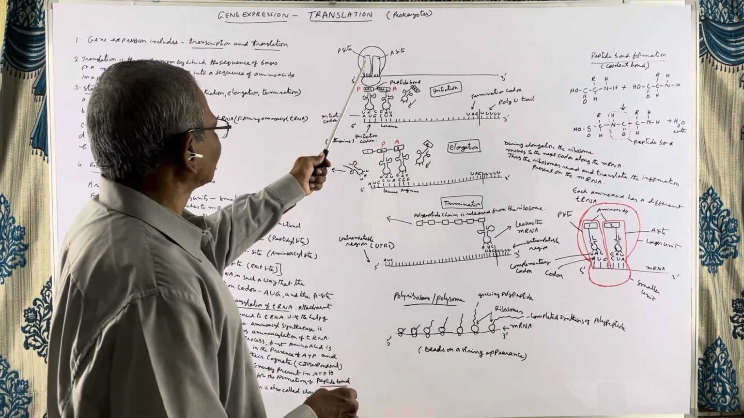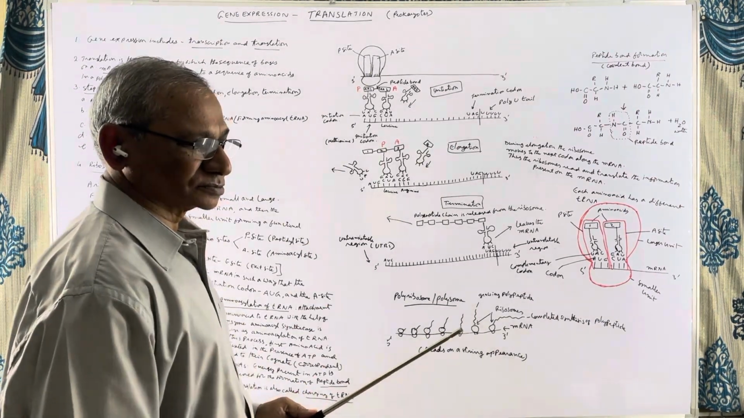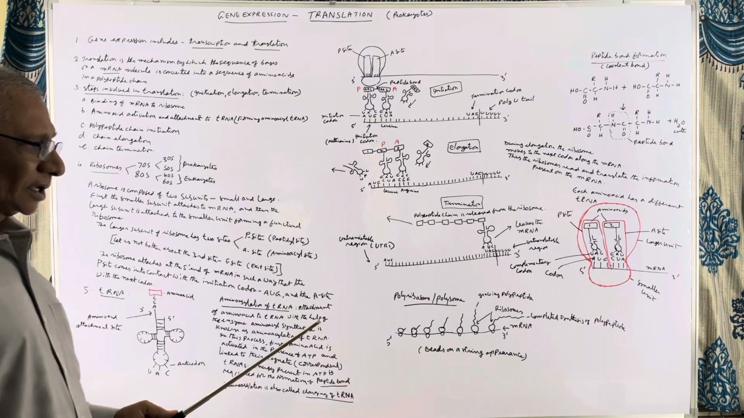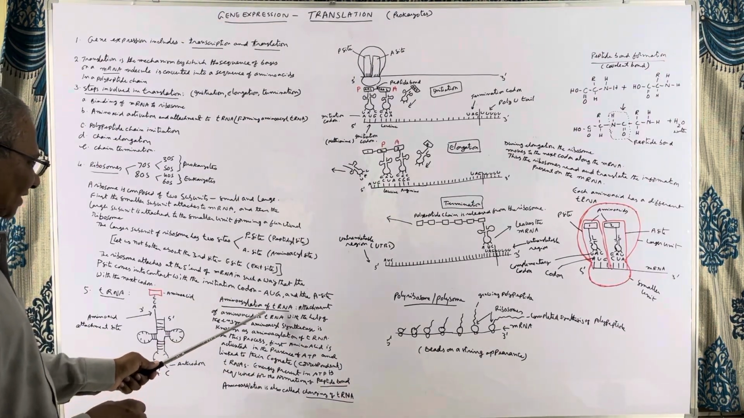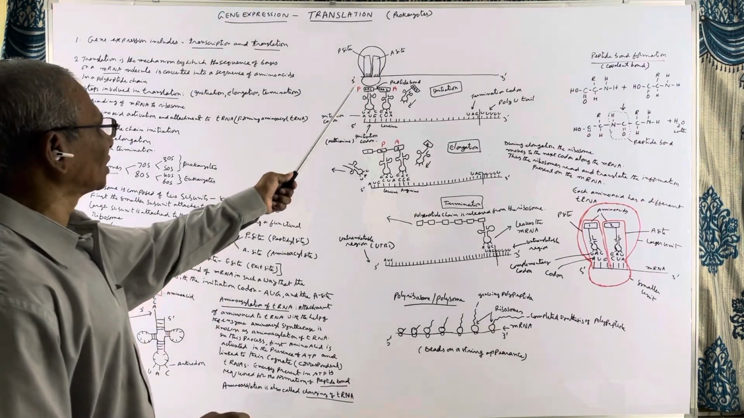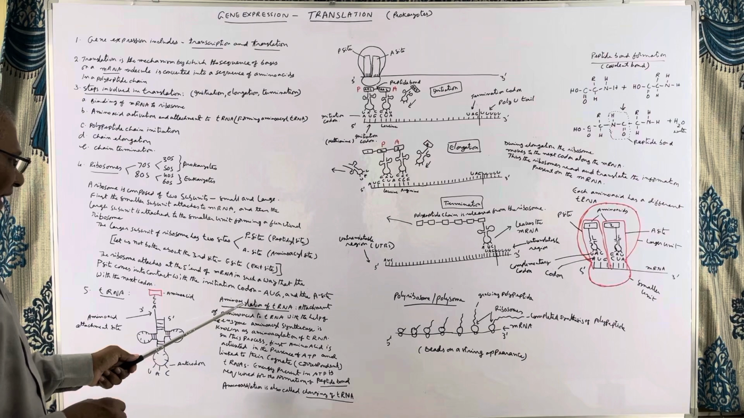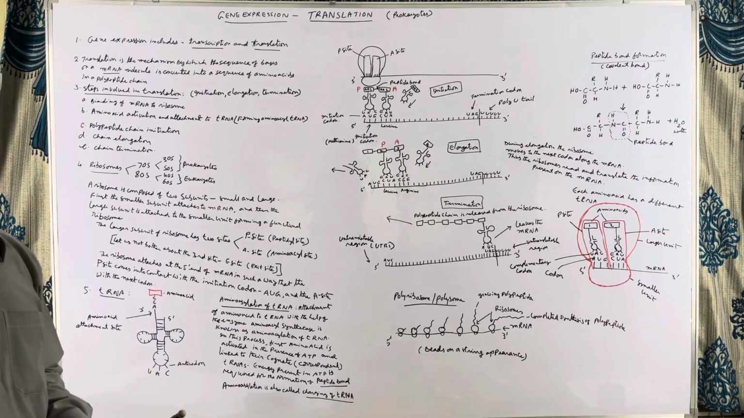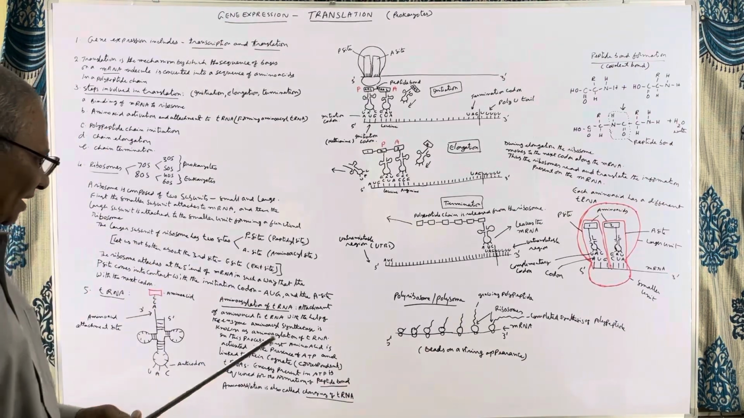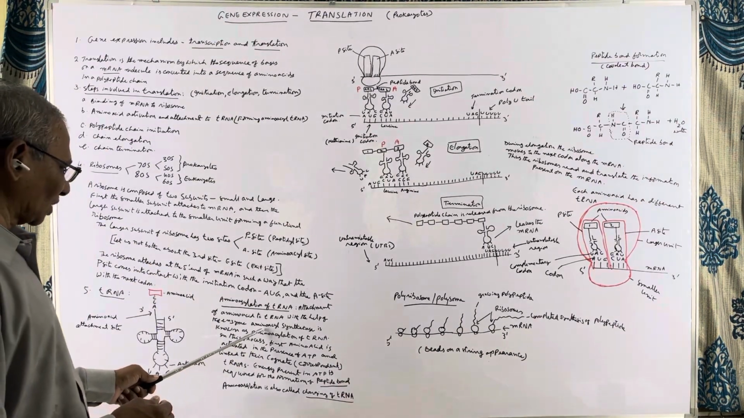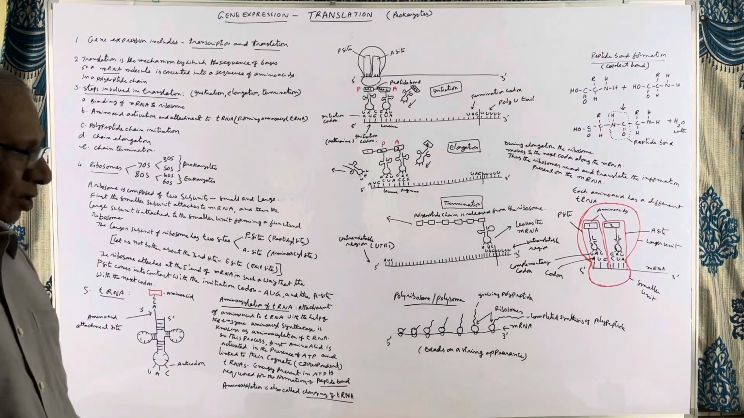To both the sites, tRNAs are attached. Here we have to remember one important point. Before the tRNA molecule is attached to the P site or A site, first it has to undergo amino acylation, a process known as amino acylation, and this amino acylation requires an enzyme known as amino acyl synthetase.